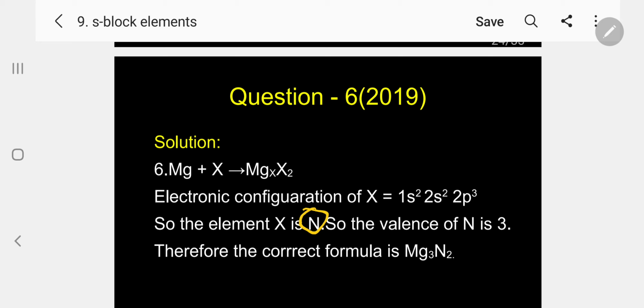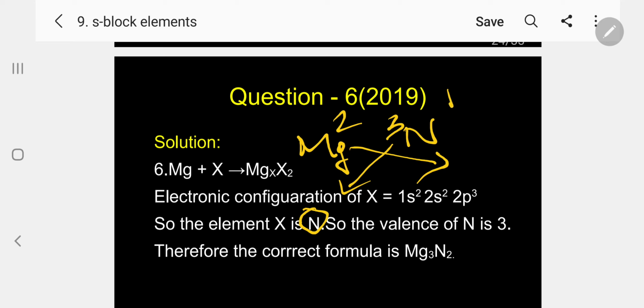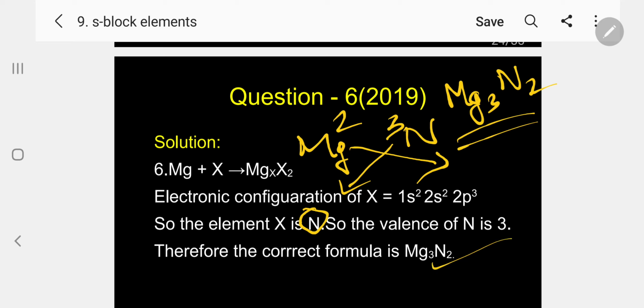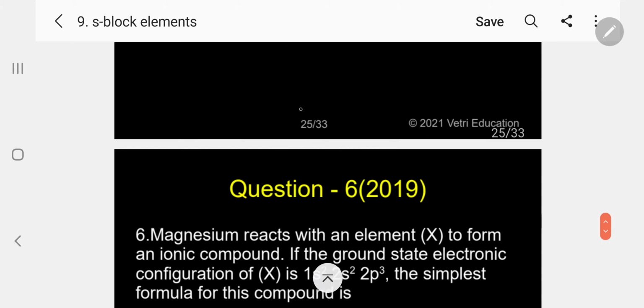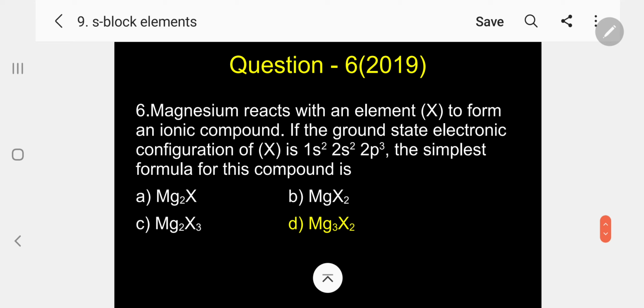So the product now will be magnesium and nitrogen. Magnesium valency 2, nitrogen valency 3. Just cross it. The product will be Mg3N2. This is the product formed. See here, Mg3N2 is the correct formula. Now see the options and find the correct one. Among these, D is the correct formula.